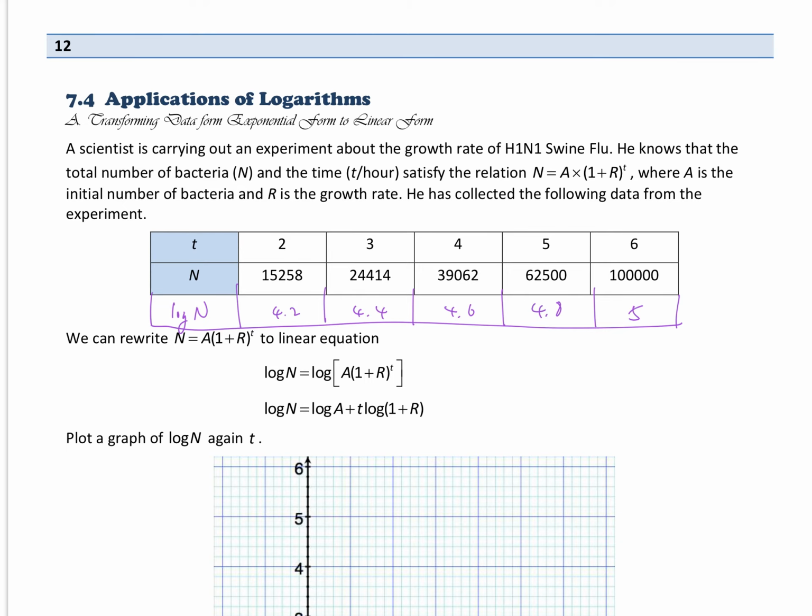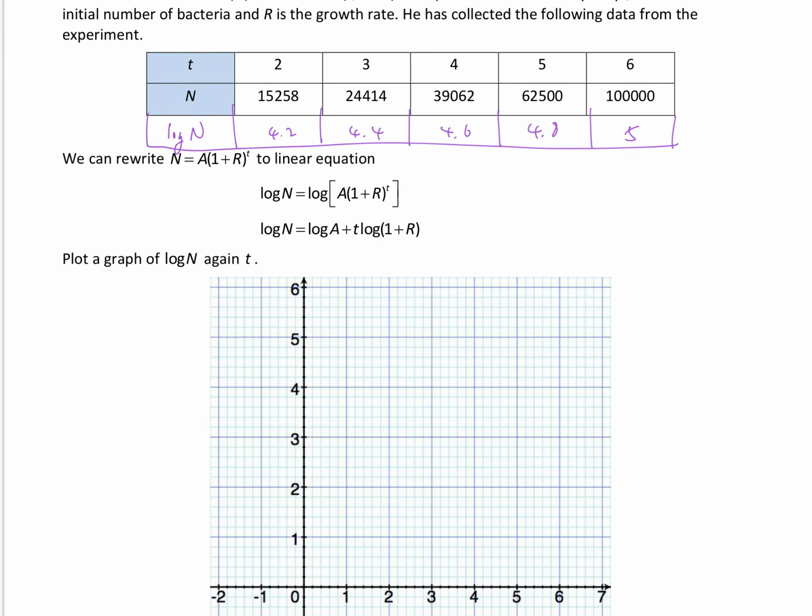If we plot the graph of log n against t, here is a straight line when you plot these 5 points. And maybe the scientists also want to know the initial number. But if I see this pattern, it is quite difficult to see the initial number of bacteria. So you can extend it. So I know the y-intercept is equal to 3.8. And then we can also find the slope of this graph.